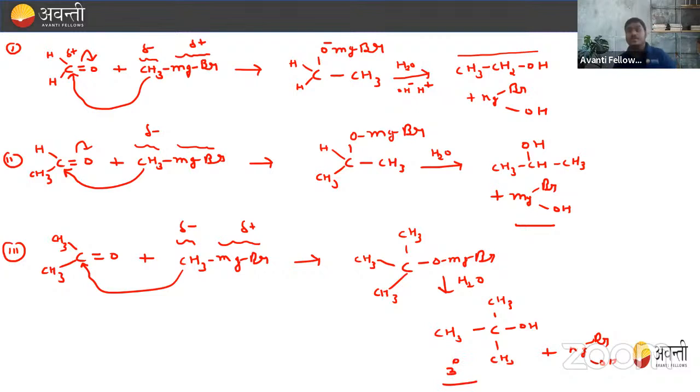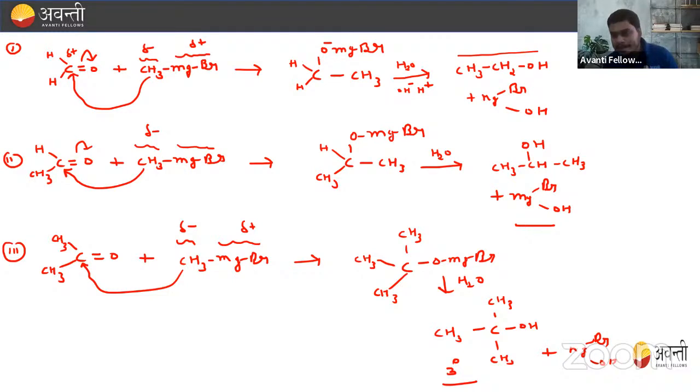So by treating a carbonyl compound with the Grignard reagent, we are able to produce all of the alcohols, that is primary alcohol, secondary alcohol, and tertiary alcohol, right? I hope this is clear to all of you, how you will prepare primary, secondary, and tertiary alcohol using the Grignard reagent. Is everything clear to everyone? Quickly tell me, one time, fast. Quickly tell.